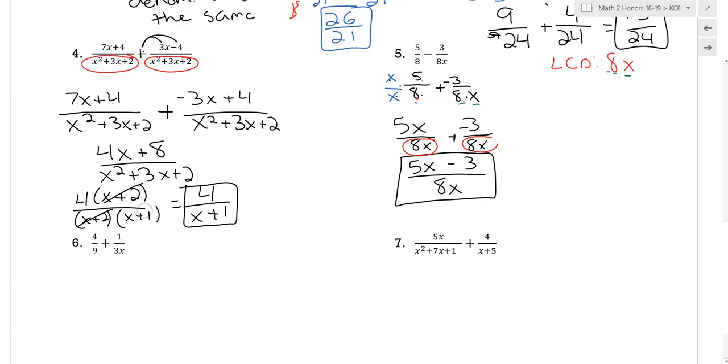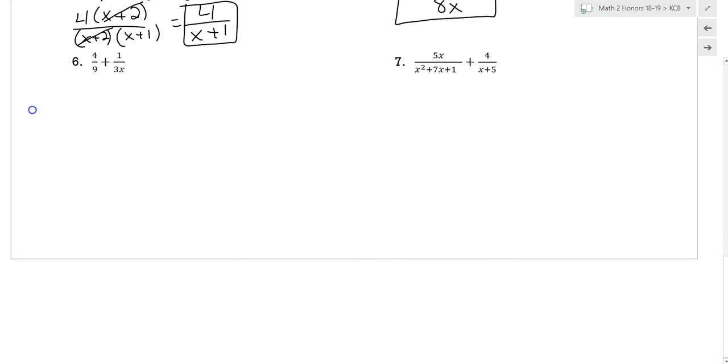All right, looking at our next problem, number 6, 4 over 9 plus 1 over 3x. Again, these do not have a common denominator, so I'm going to rewrite this. Least common denominator. On this one, my denominator is 3 times 3, so I need both of those numbers. And I don't want to repeat anything with my second one, so I already have a 3. I just need an x.